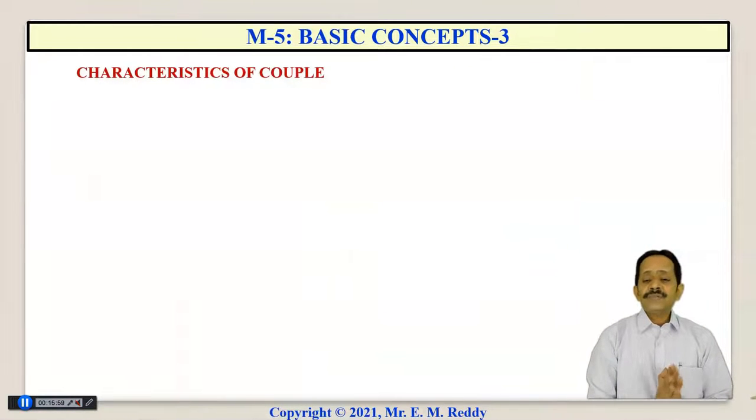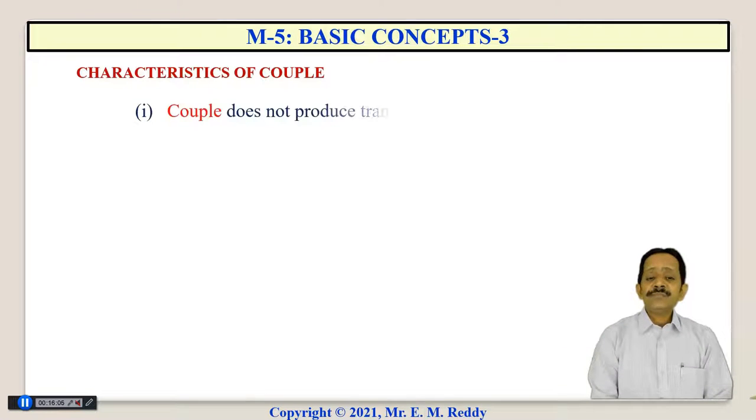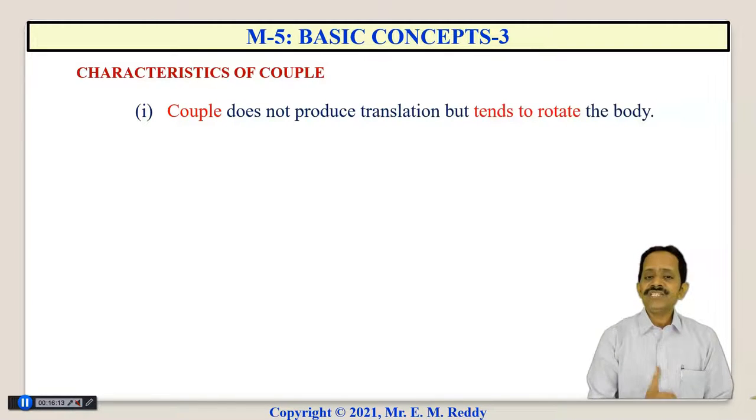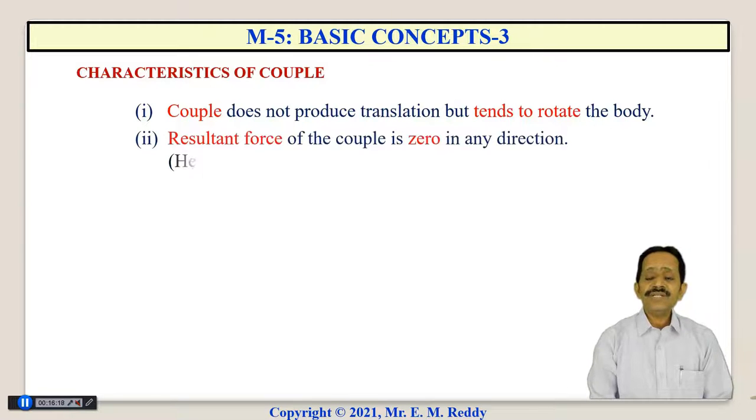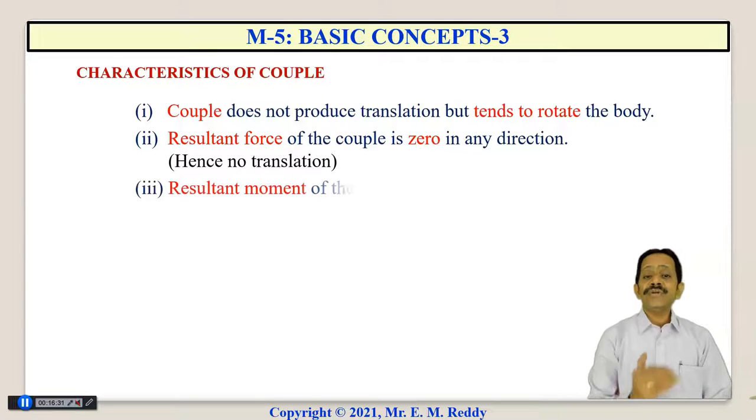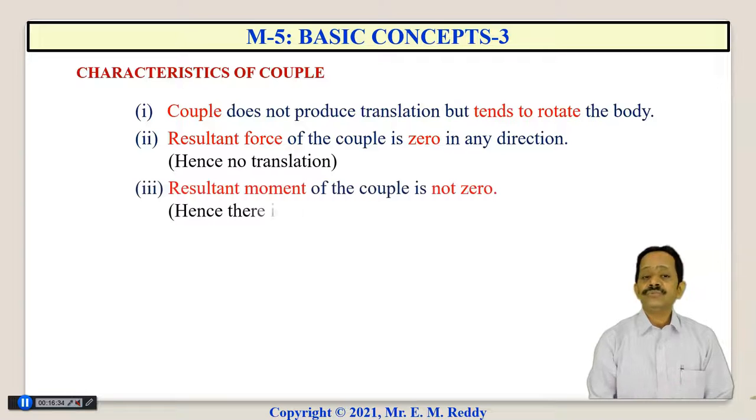Now, characteristics of couple. These are very important. Couple does not produce translation but tends to rotate the body. Why is it so? This is because the resultant force of the couple is 0 in any direction. As the resultant force is 0, it does not have translation. Couple cannot produce translation. But the resultant moment of the couple is not 0. Therefore, there will be a rotation.